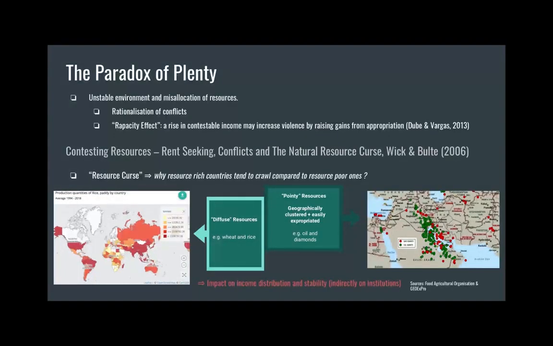Without a stable environment and proper allocation of resources, conflicts are rationalized, and a rising contestable income may increase violence by raising gains from appropriation, known as the rapacity effect. In the paper Contesting Resources when Seeking Conflicts in the Natural Resource Curse, Vic and Walter try to understand why resource-rich countries tend to crawl compared to resource-poor ones, and the causal mechanism behind. For that they distinguish pointy from diffuse resources. Geographically clustered resources such as oil are more likely to cause conflicts by being more easily controlled by a particular group in society, thus impacting income distribution and stability.